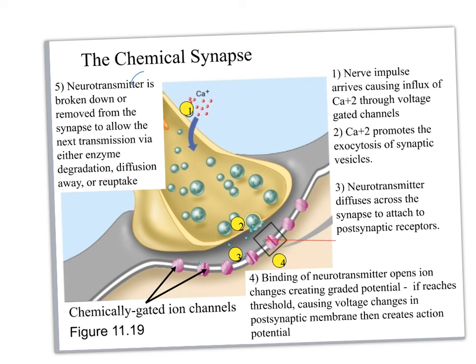You can see the action potential is coming down here. It opens up voltage gates, calcium comes in. The calcium is going to trigger the exocytosis of these vesicles. Acetylcholine or GABA or dopamine neurotransmitter is going to come over here. It's going to open the chemical gates, and then sodium is going to go through the gates and depolarize the membrane. If it is a strong enough signal that it gets over to here and it's at threshold, you could generate an action potential. If it doesn't, then it's just going to fizzle out.